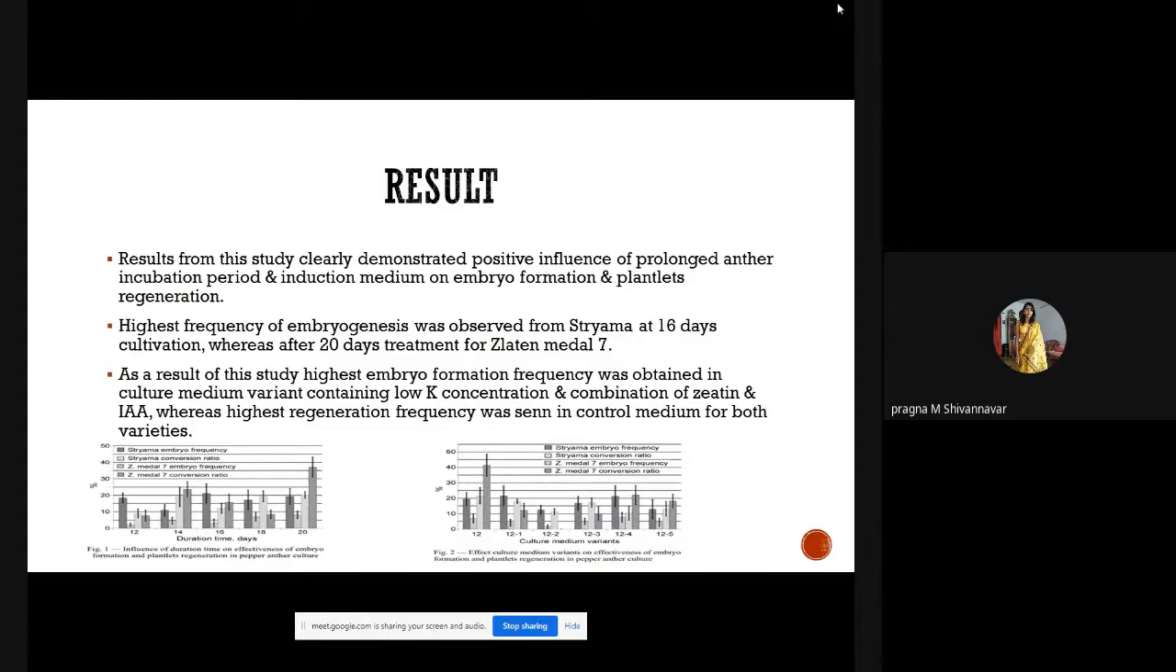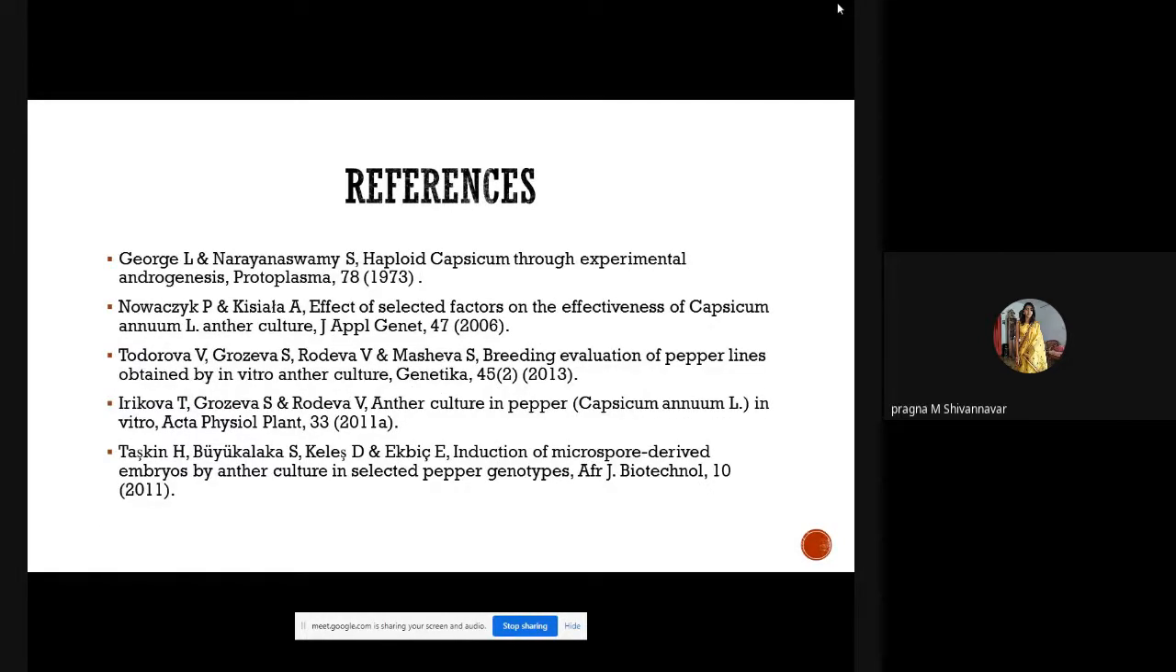The results from this study clearly demonstrated positive influence of prolonged anther incubation period and induction medium on embryo formation and plantlets regeneration. The highest frequency of embryogenesis was observed from Strayama at 16 days cultivation, whereas after 20 days treatment for Latin Medal 7 variety had the highest frequency of embryogenesis, and the medium variant containing low concentration of kinetin and combination of zeatin and IAA had the highest regeneration frequency. These are the references of the papers. Thank you, ma'am.